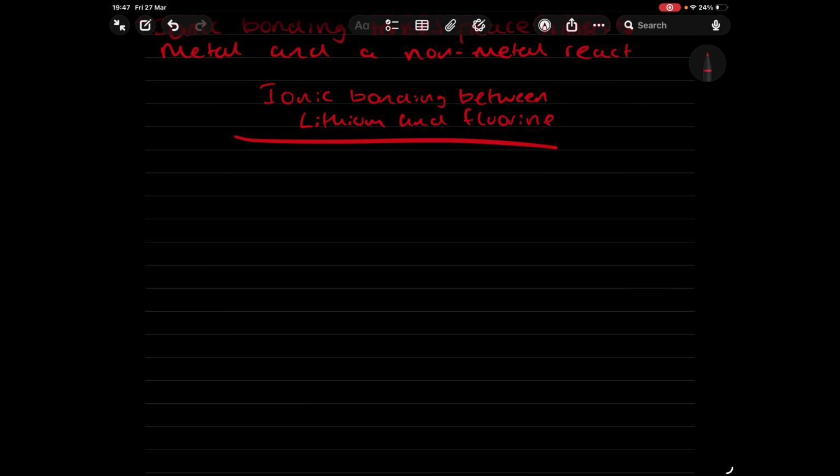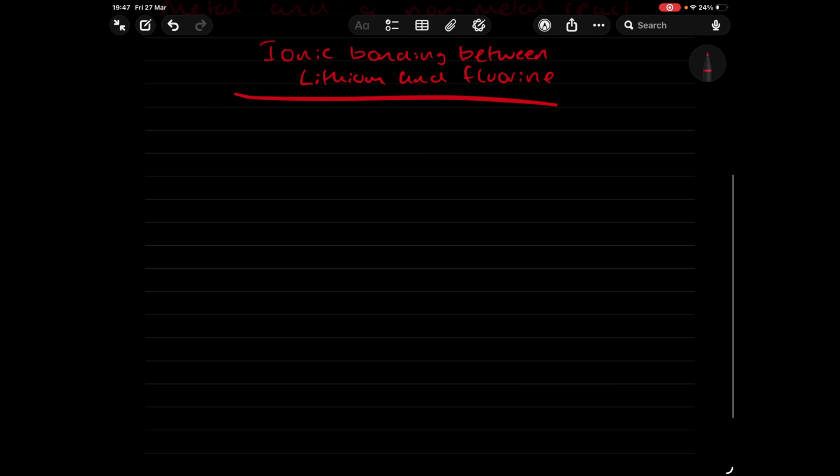Group 1 are alkali metals. Alkali metals have 1 electron in the outer shell, whereas group 7 have 7 electrons in the outer shell. So when we react lithium and fluorine, the lithium atom loses its outer electron so it can have a full outer shell. If you don't understand what I mean, basically we have a lithium atom here.